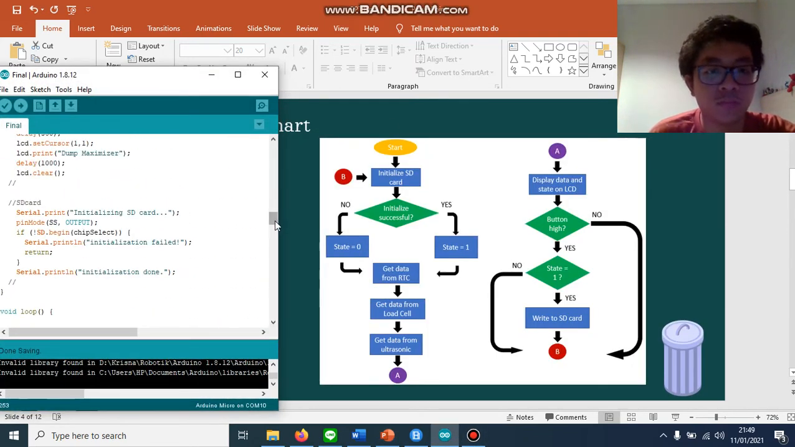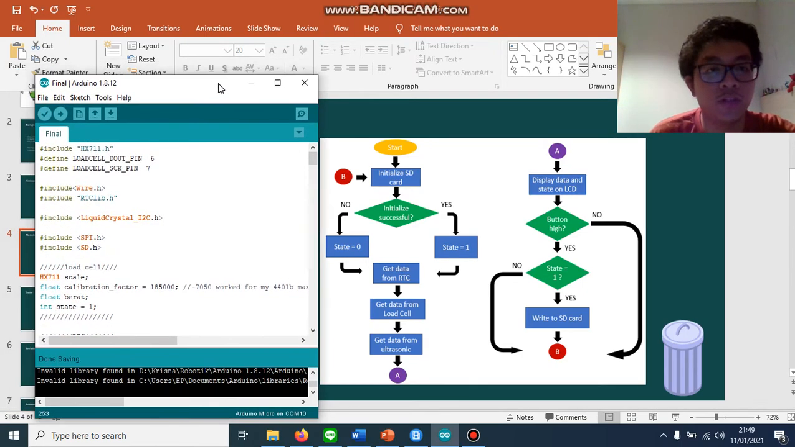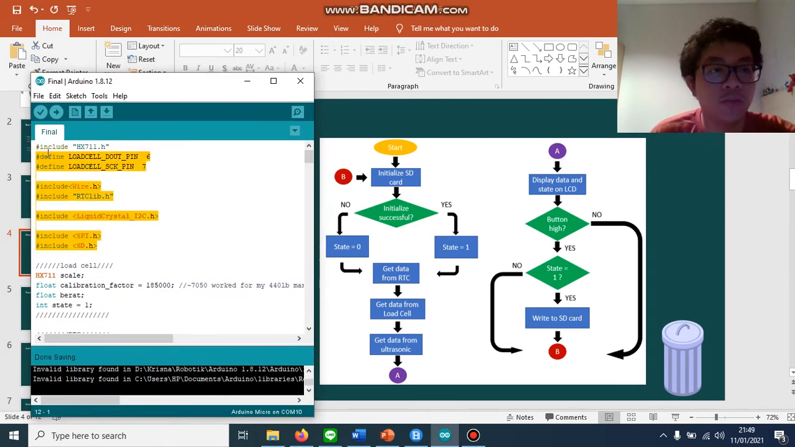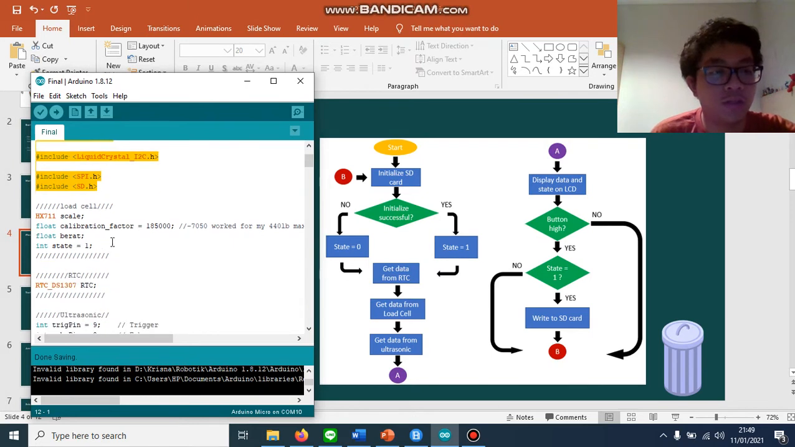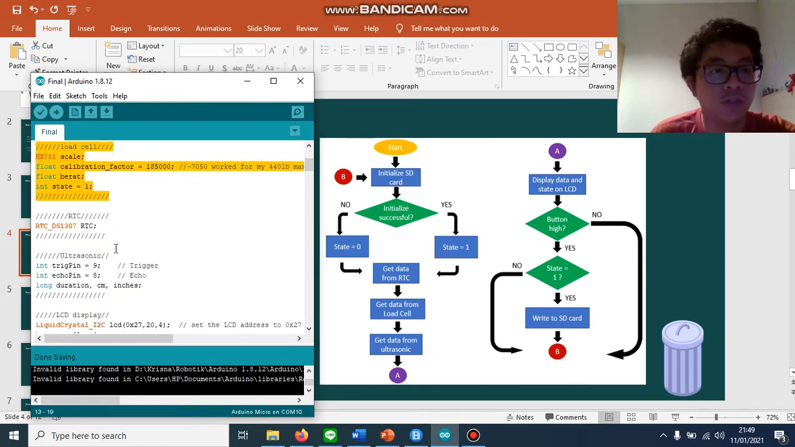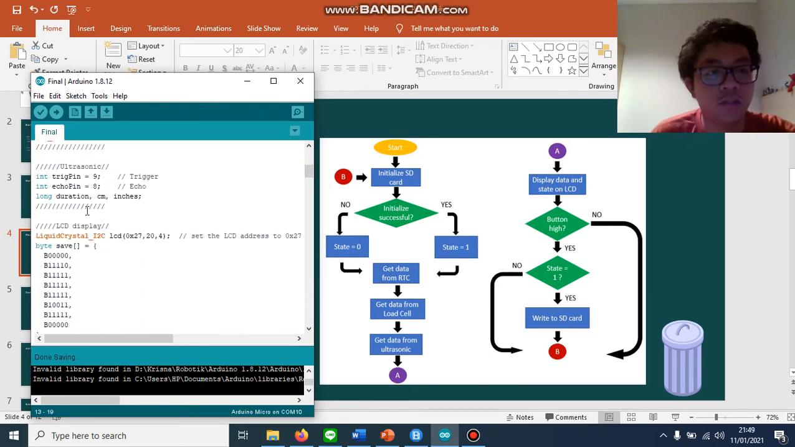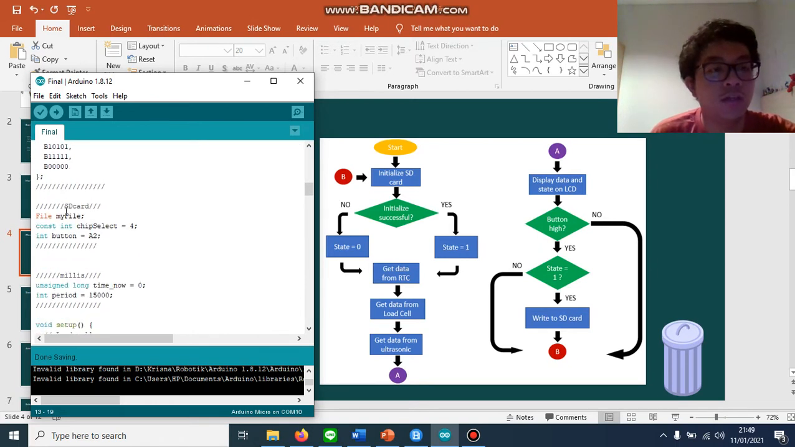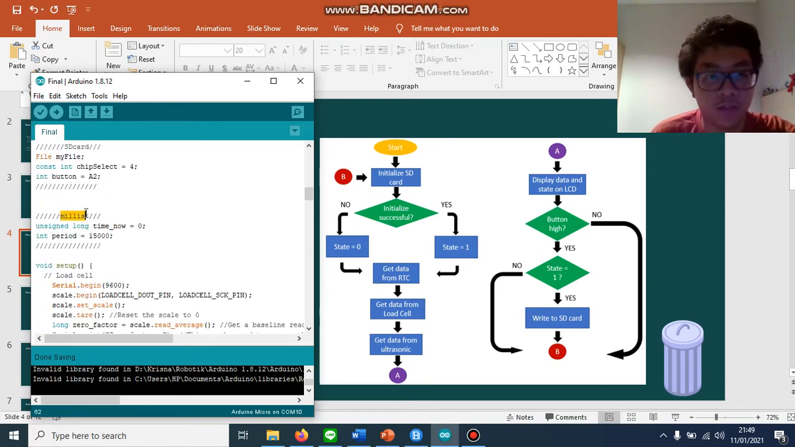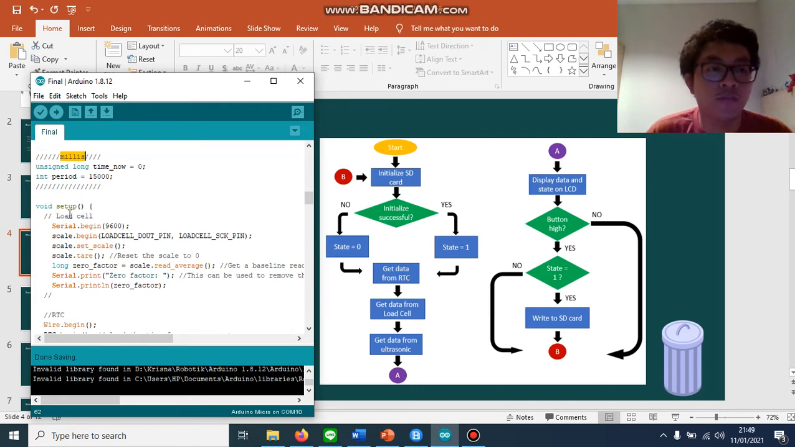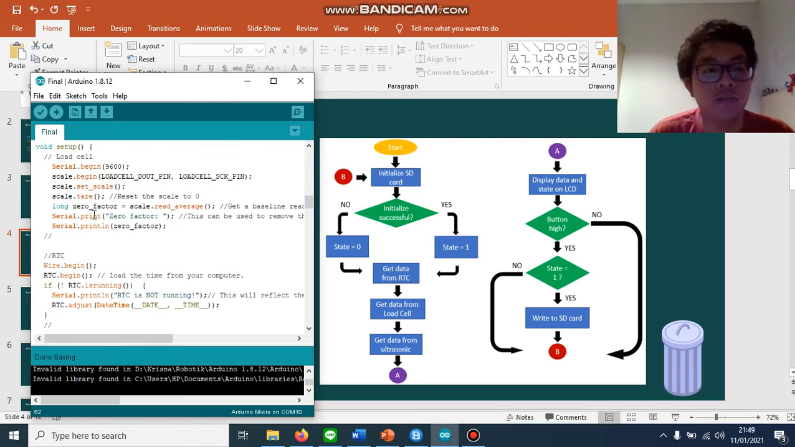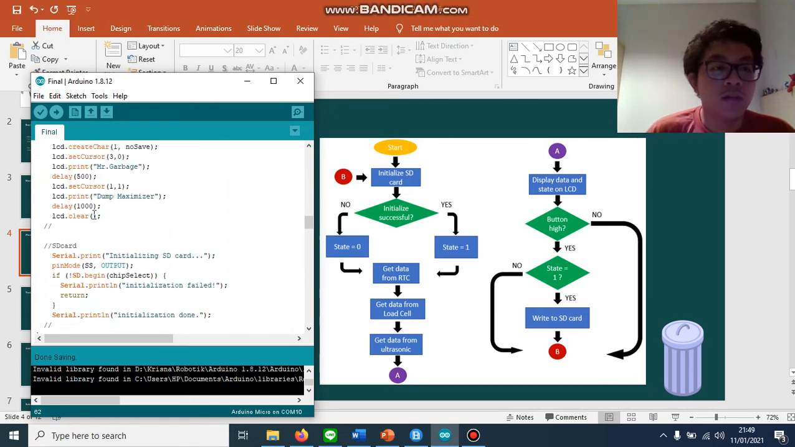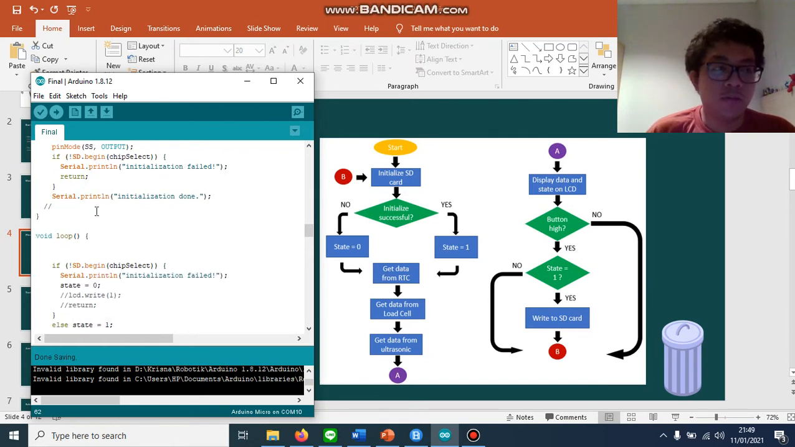So first of all, we include all the libraries, and then the variables for the load cell, the RTC, ultrasonic, LCD display, the SD card, and for the millis function I'll explain later. And then the void setup is to set up all the pins in the Arduino, and then we go to the void loop.